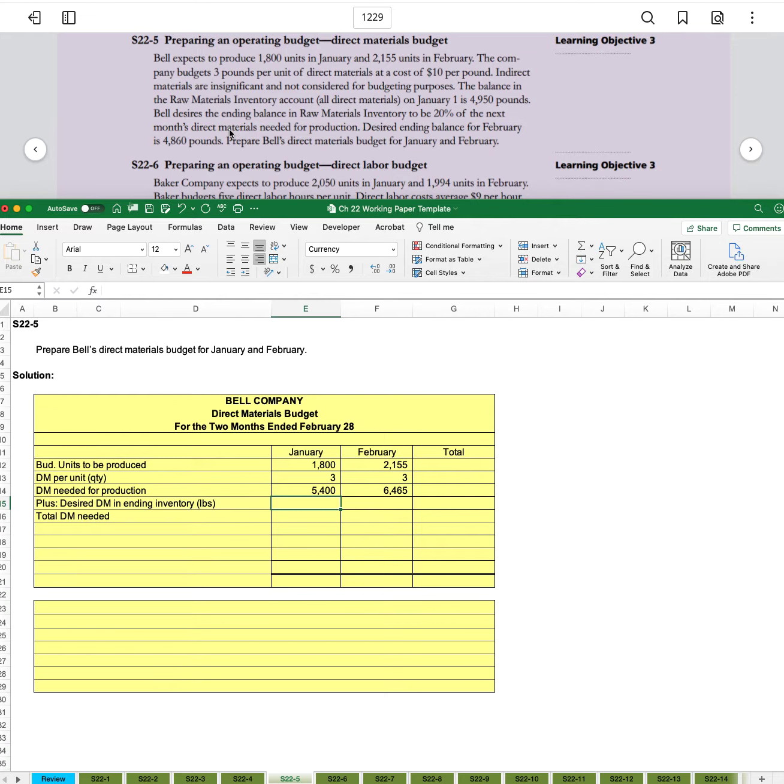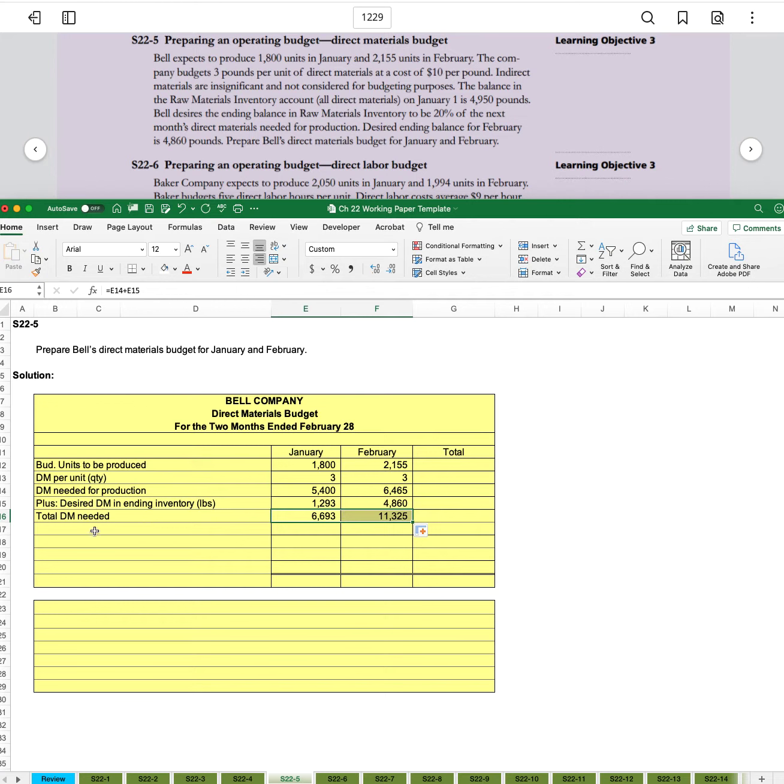So in January, we can say equals next month's materials needed times 0.2, and that gives us 1,293. And then it says desired ending balance for February is 4,860, so we can just type that one directly in. And that'll give us, let me get the dollar signs out of here. Total direct materials needed, if we add together needed for production plus our desired ending balance.